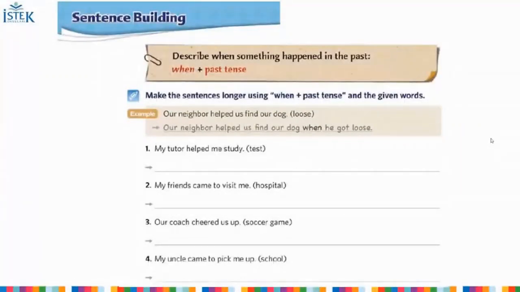Okay. In this exercise, you're going to use when plus past tense to tell when something happened in the past. Please use the given words in the parentheses and past tense of the verbs to make the given sentences longer. Let's have a look at the example. Our neighbor helped us find our dog. We're supposed to use the word lose. Our neighbor helped us find our dog when he got loose. So I'm using when plus past tense verb.